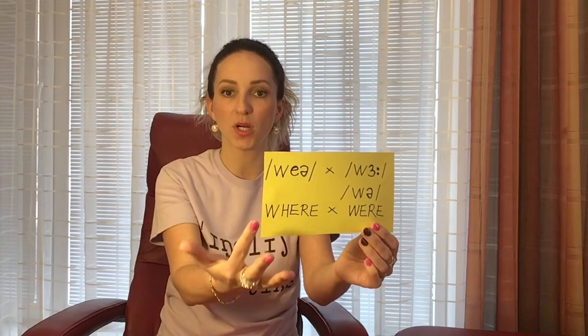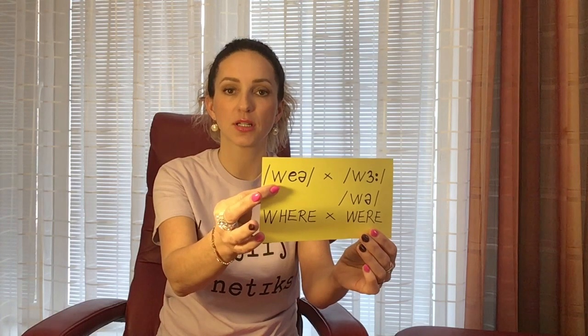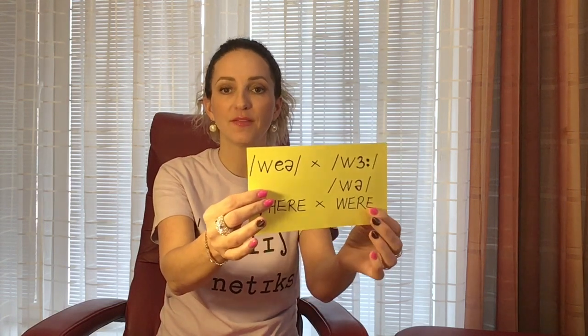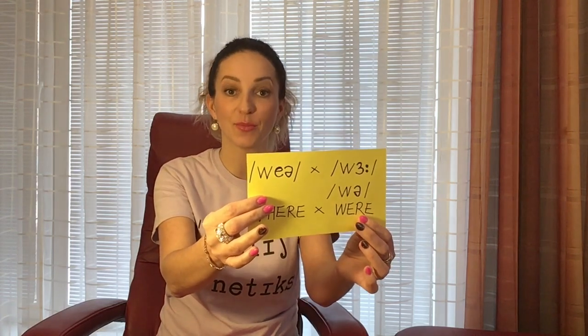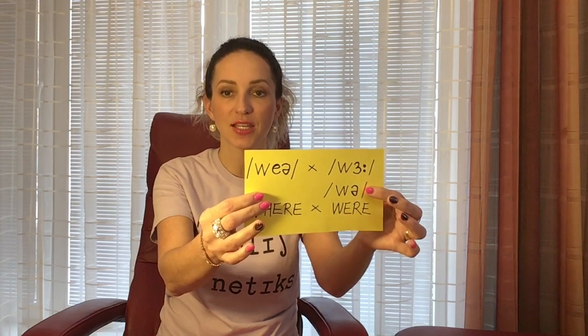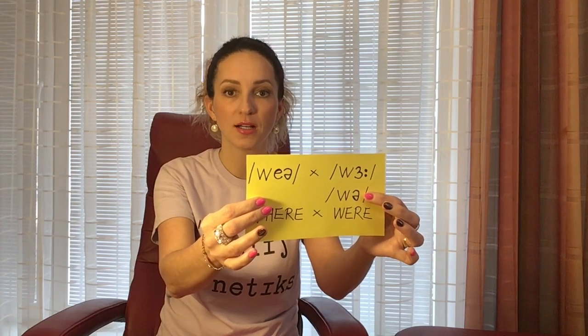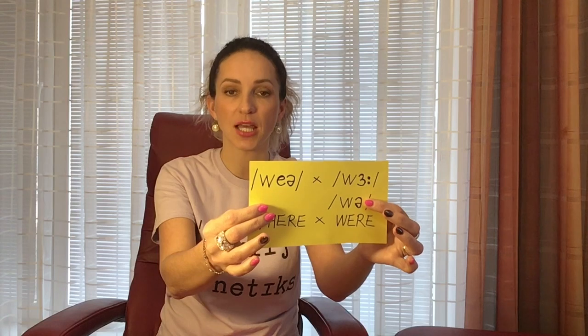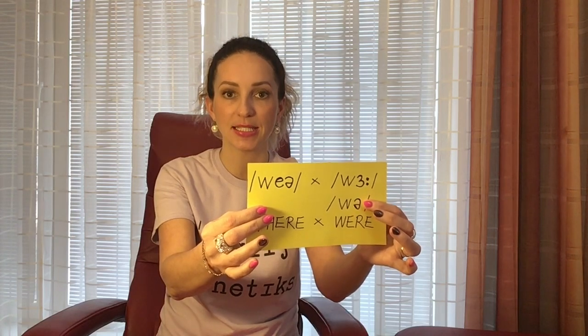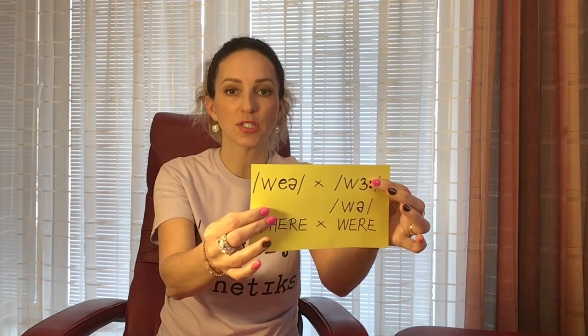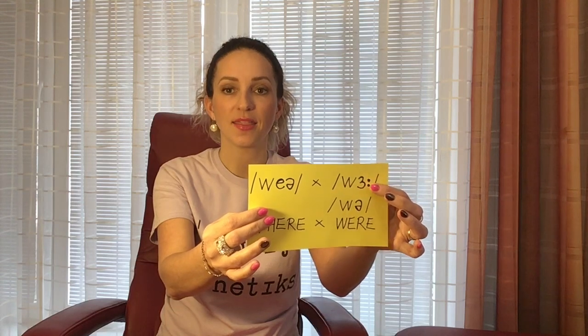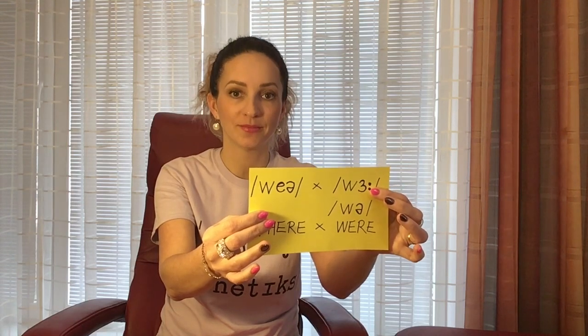So the question word where is pronounced where, but the verb, the past tense of the verb to be, is pronounced either as a weak form, were, which is very frequent and you'll normally use it in sentences, or you may use the strong form sometimes, and then it's going to be were.